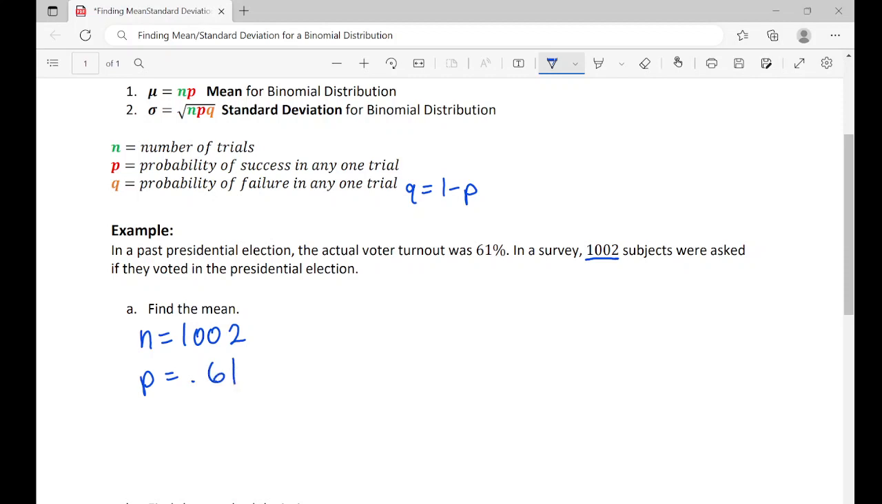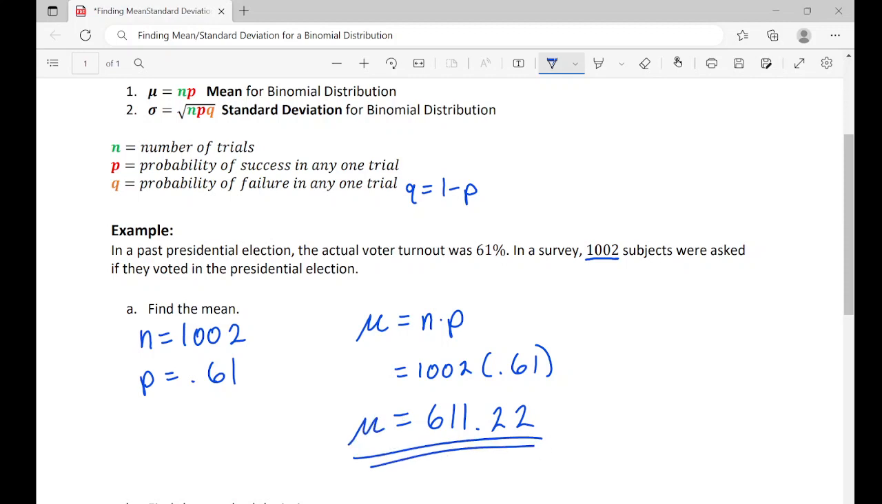Once we have that, we're just going to put it into our formula. So mu equals n times p, which is 1,002 times 0.61. Just do the arithmetic, put it in a calculator, and you're going to end up getting 611.22. So the mean here is 611.22. That's all there is to it.